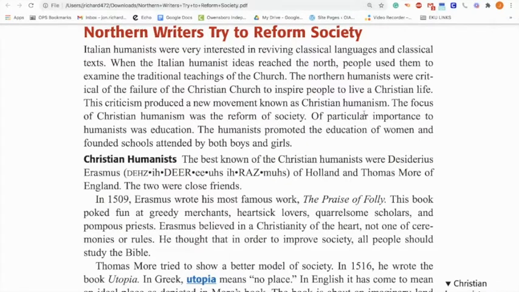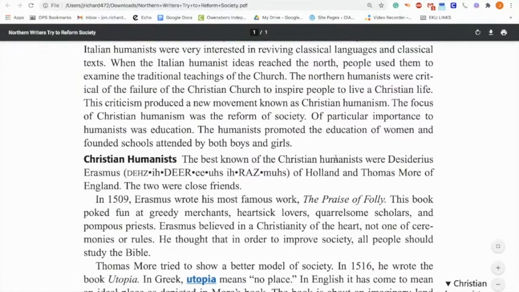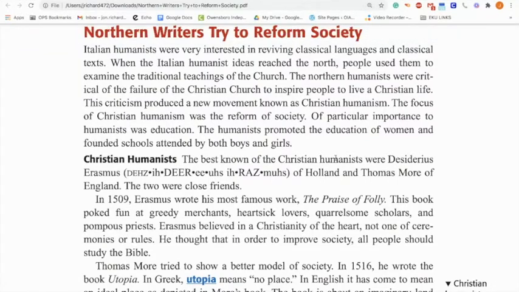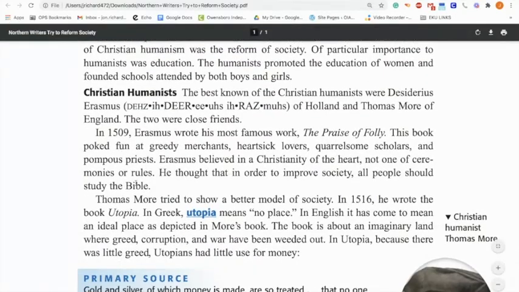Of particular importance to humanists was education. The humanists promoted the education of women and founded schools attended by both boys and girls. So we already see two big changes that these writers are trying to bring. One, a change to the church, and two, a change to society and education. So let's look at the church change.